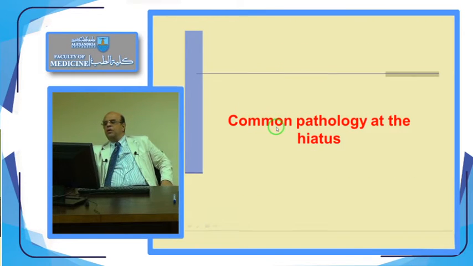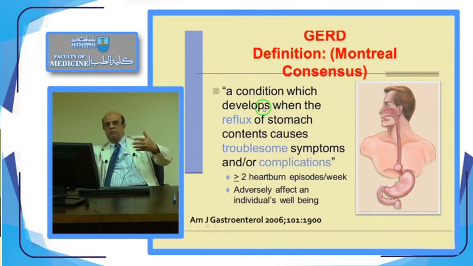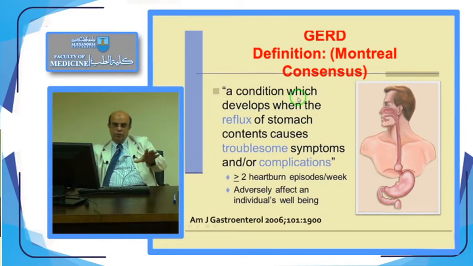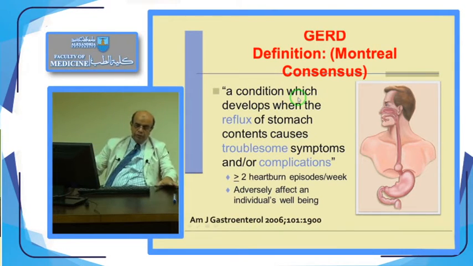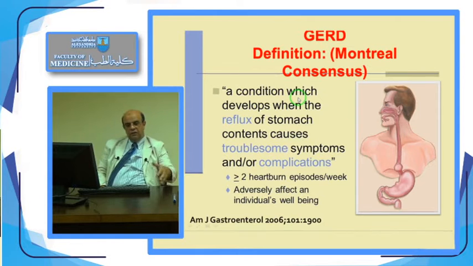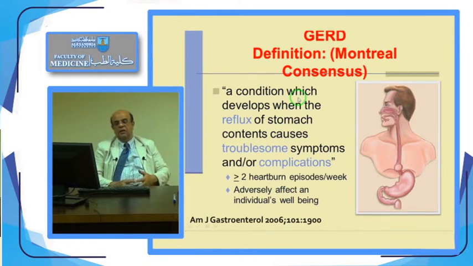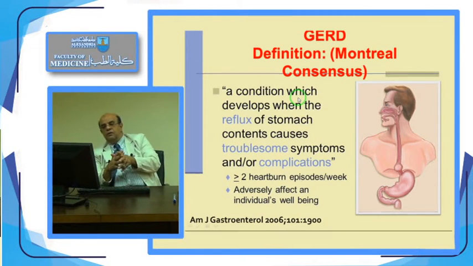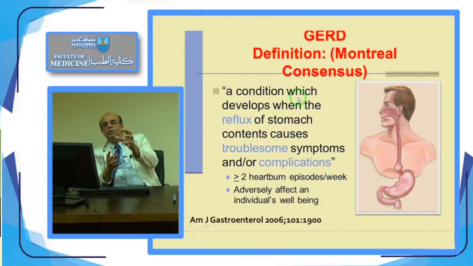What are the common pathologies at the hiatus? We will mention them, but each of these pathologies has its own lecture. So you have a lecture about gastroesophageal reflux, which has been detailed for you, and achalasia, hiatus hernia, gastric malignancies. These are the common pathologies which are present around the hiatus.